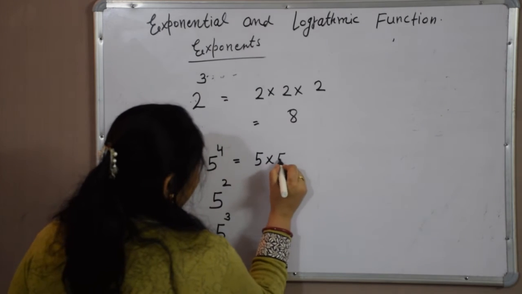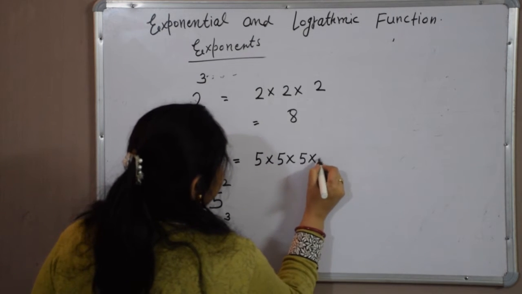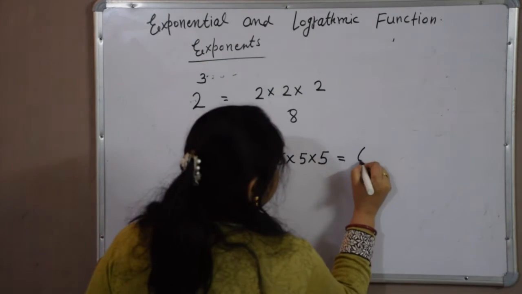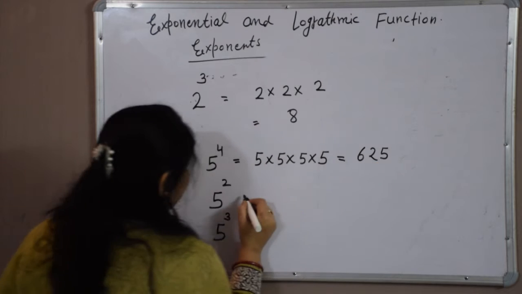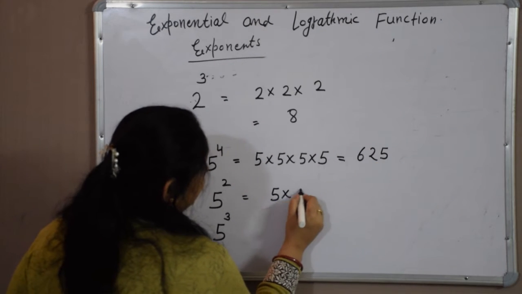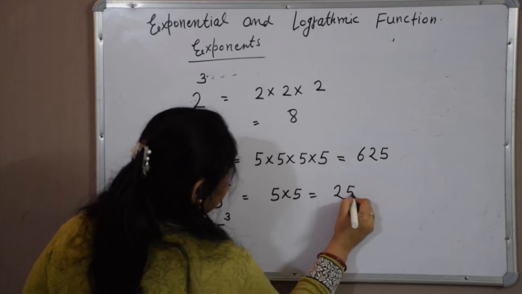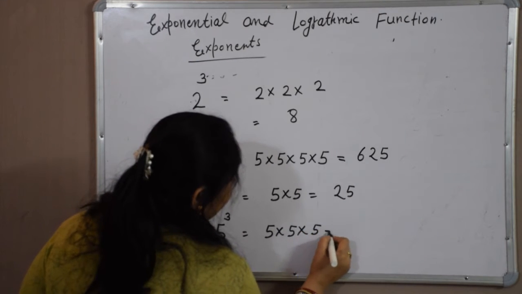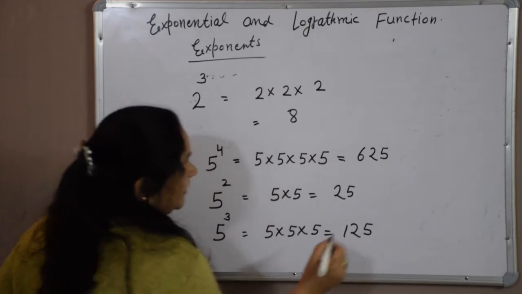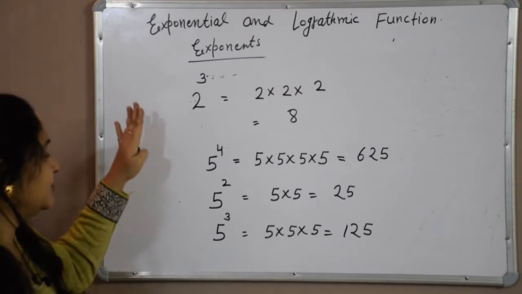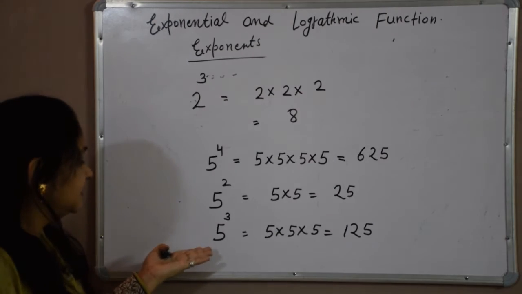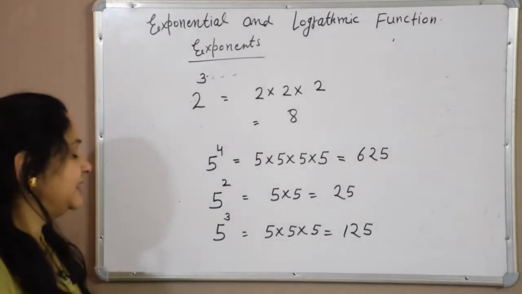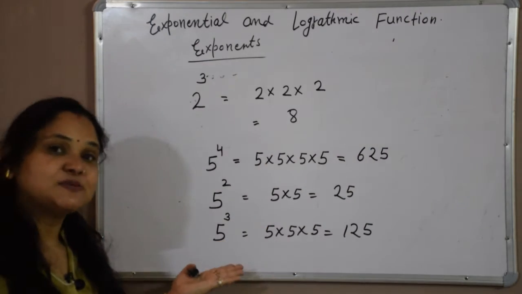So I will write 5 four times, 5 into 5 into 5 into 5. So 25, 125, it becomes 625. 5 square is 5 into 5, that is 25, and 5 cube is 5 into 5 into 5, that is 125. So this is the concept of exponents. We can write the multiplication, how many times the base repeats itself in multiplication, that is called the exponent.